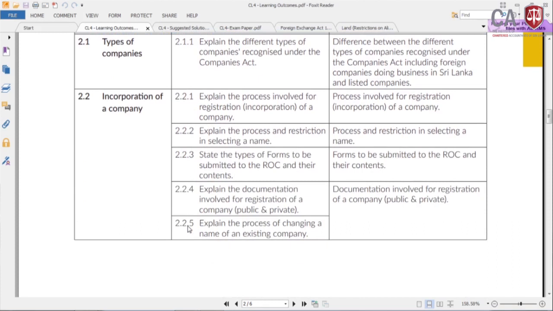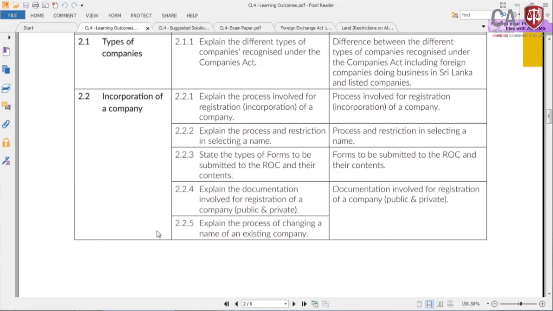I have dealt with the statutory provisions in the Companies Act, so you should be able to specifically provide the process involved for registration of a company. Then explain the process and restriction in selecting a name, which have been dealt with, and you have specific knowledge on that. Then state the types of forms to be submitted to the ROC and their contents. So you need to know the forms to be submitted to the ROC and their contents.